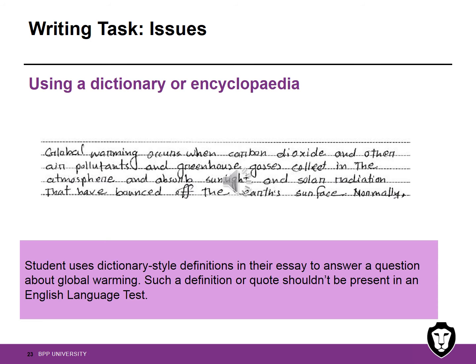Global warming occurs when carbon dioxide and other air pollutants and greenhouse gases collect in the atmosphere and absorb light and solar radiation, blah blah blah.